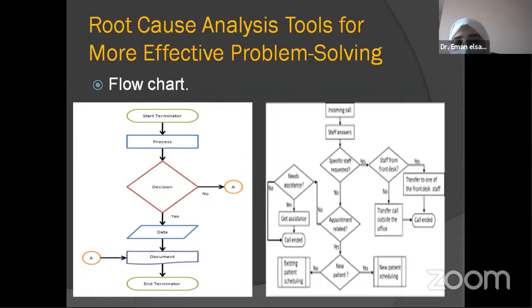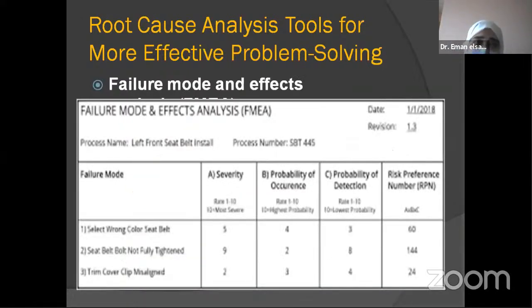detailed flow chart. It consists of every step in the process to discover what the effect on the patient is in the process, and we take what already happened in every step, to know the solution for the problem and what effect it has on the outcome. After that, we can do failure mode and effects analysis.